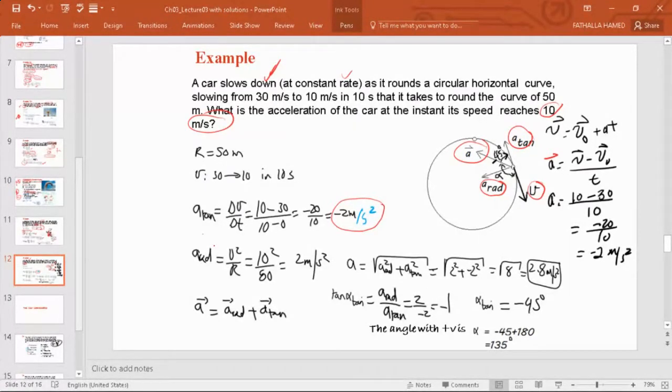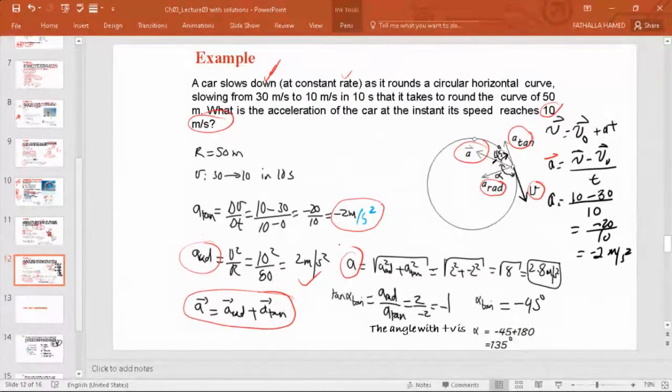Your radial acceleration will be V squared over R, which is 10 squared over 50, and that also is going to give you 2 meters per second squared. That's how you write your acceleration in vector form. If you want to get the magnitude, it will be the square root of A rad squared plus A tangential squared. So it's 2 squared plus minus 2 squared, and it will give you the square root of 8, which is 2.8 meters per second squared.